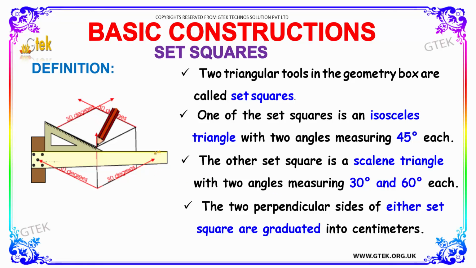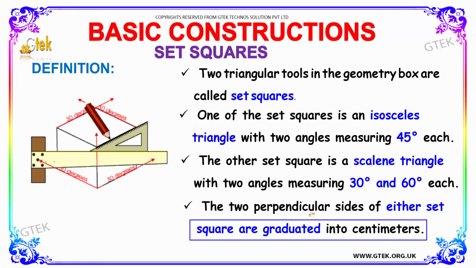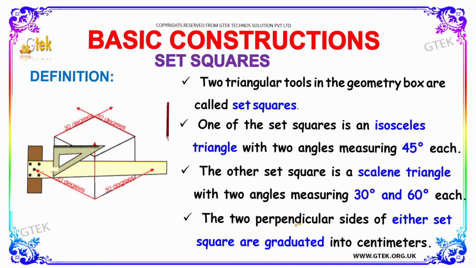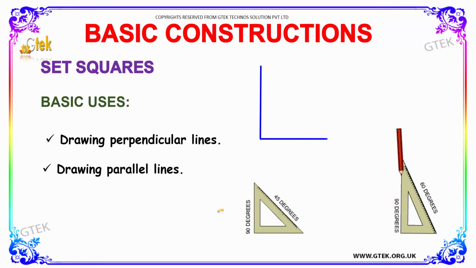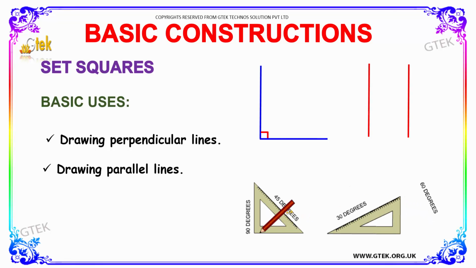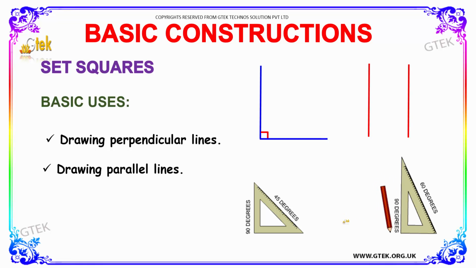The two perpendicular sides of either set square are graduated in centimeter units, and it is used for drawing right angles. So the basic uses of your set squares are for drawing perpendicular lines, that is right angles, and to draw parallel lines. So here, if you see, one of the set squares is an isosceles triangle. The other one is a scalene triangle.